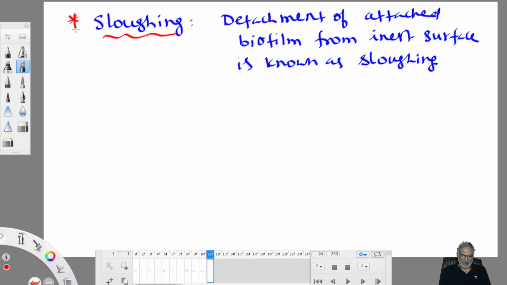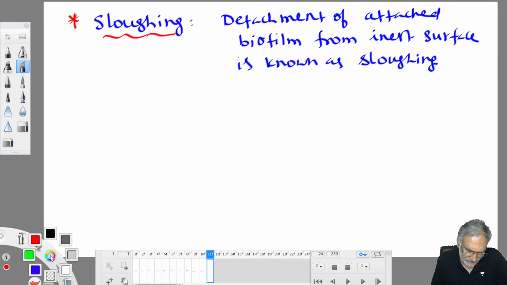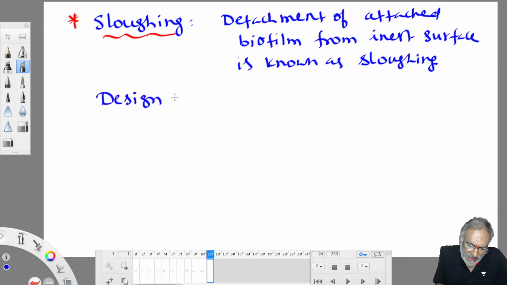What is cutoff? Not cutoff. Sloughed off. Detachment of attached biofilm from the inert surface is known as sloughing. Not cutting. It is sheared off. Cutting is different, shearing is different. Okay? Next, let us see the design of trickling filters. Our interest is numericals for the GATE exam.